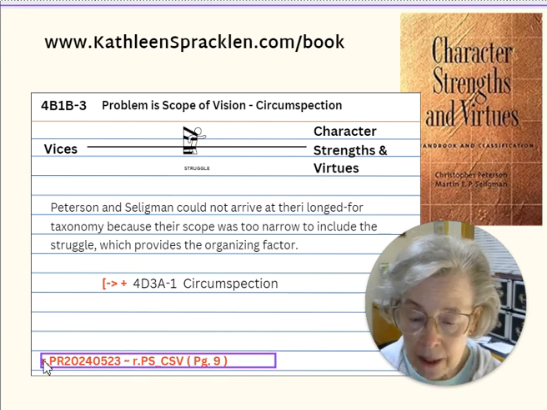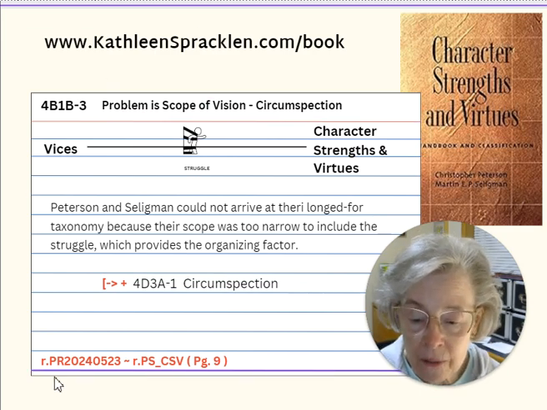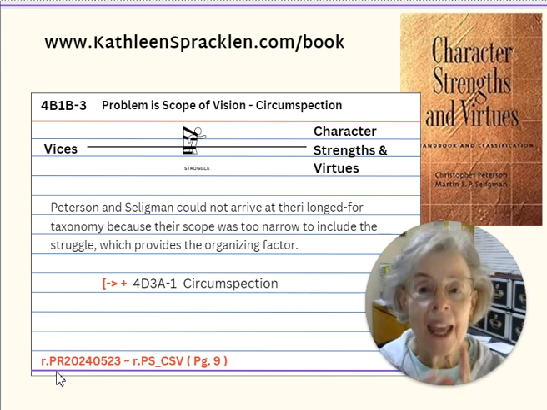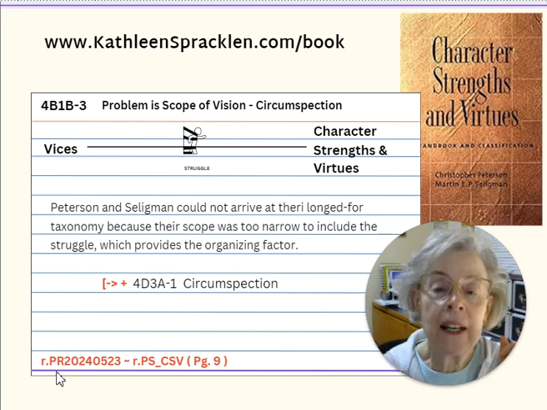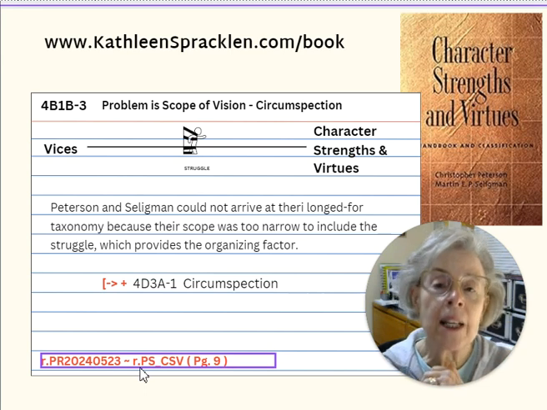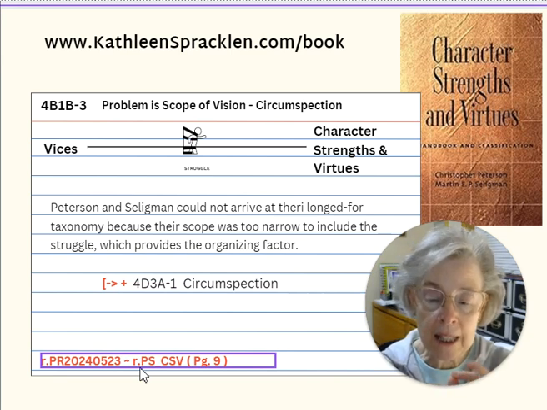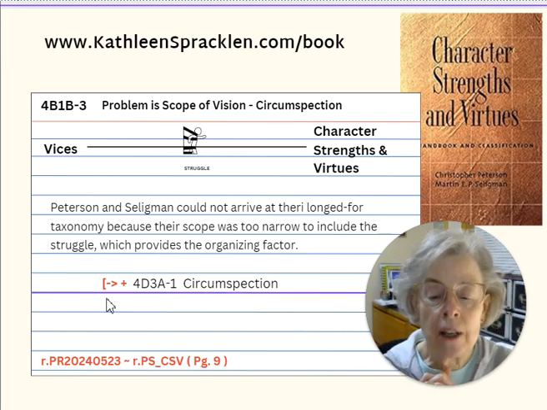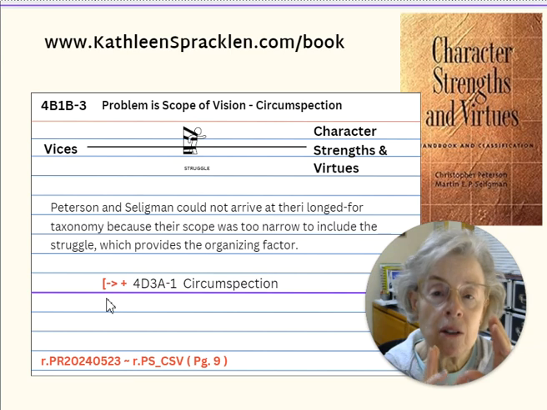I like to point out my source notation on this card. This is a personal reflection, so I've labeled it R.PR, which in my world stands for personal reflection, and then I've included a date reference, year, month, day. And then I've also indicated what I was reflecting about, the Peterson and Seligman book, on page 9. So I have both of those references there. And the other thing in red that I want to point out is that notation.